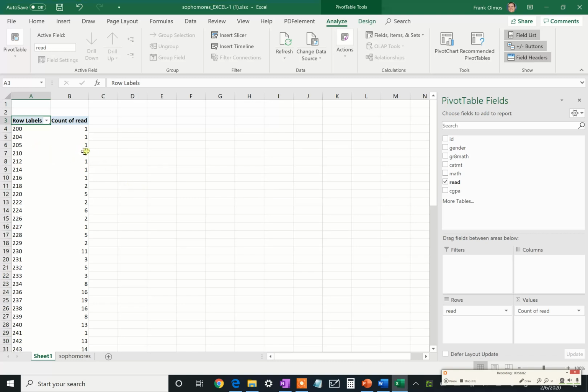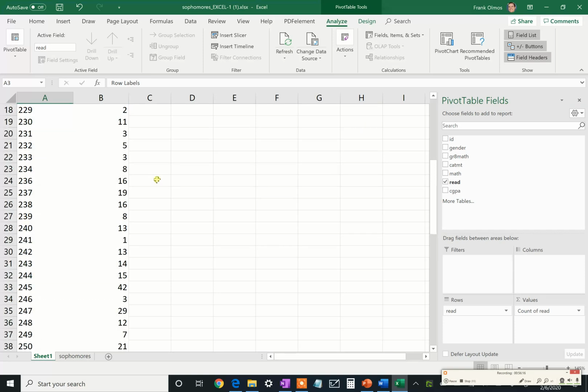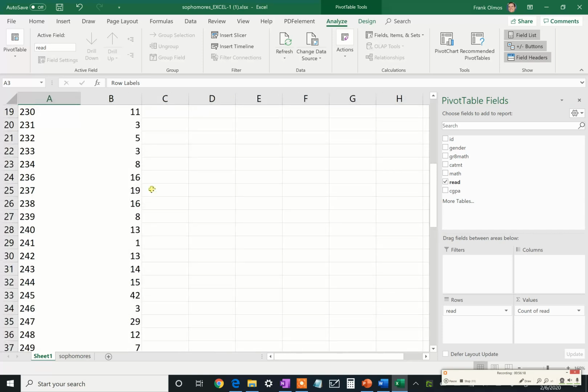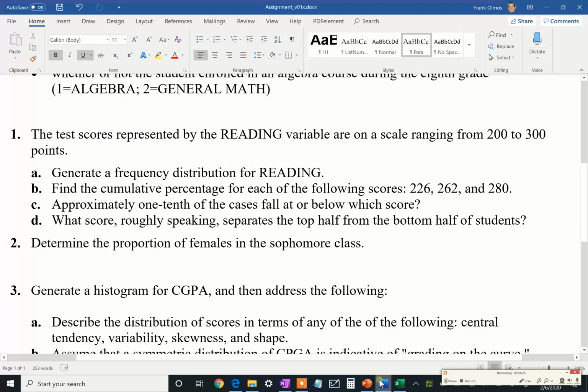So quick, can you see? So how many students got a score of 200? 1, very good. How about 230? 11. Very good. And 240? All right, so you get it. That's the frequency count. And let's see, what do I have to do next?